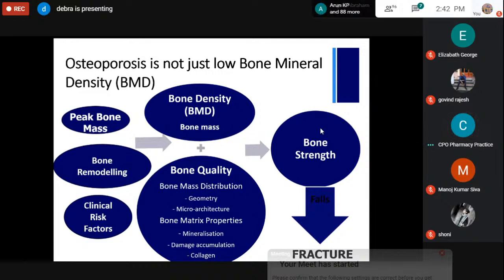Then there's the bone density, but also the bone quality. I showed you some pictures earlier on that it's not just the amount of bone that a person has in their bones, but it's also the microarchitecture, the bone matrix. These two things together, density and bone quality, contribute to bone strength.